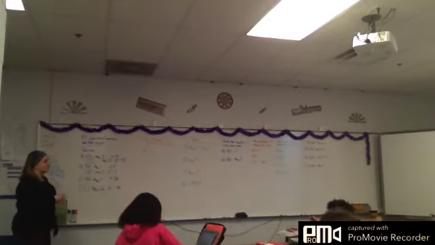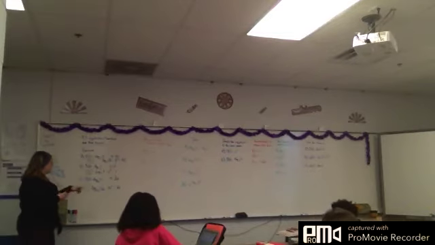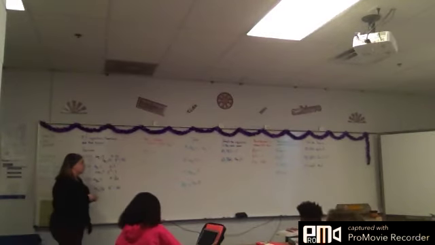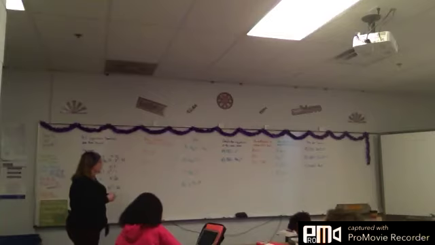Wait, so for B, why is that 0? Because anything to the 0 power gives me 1. Oh. It's just a logarithmic rule.